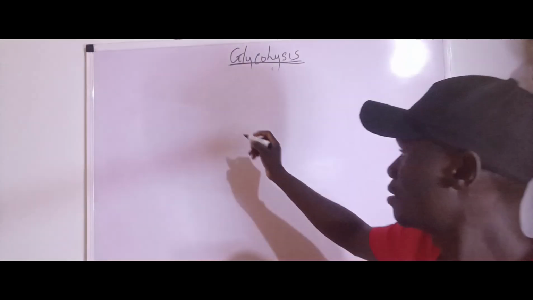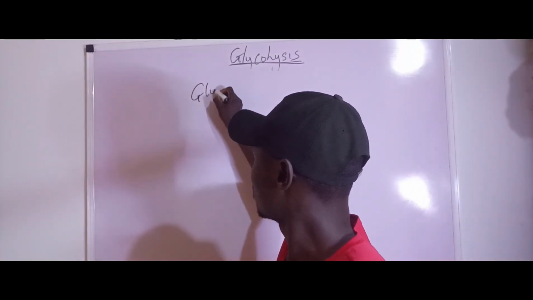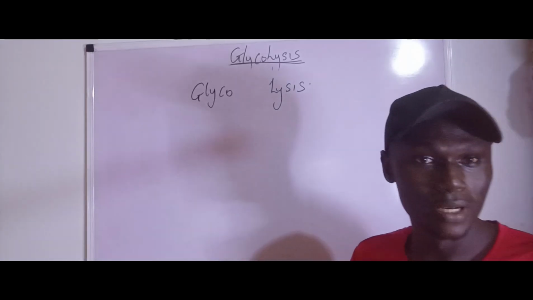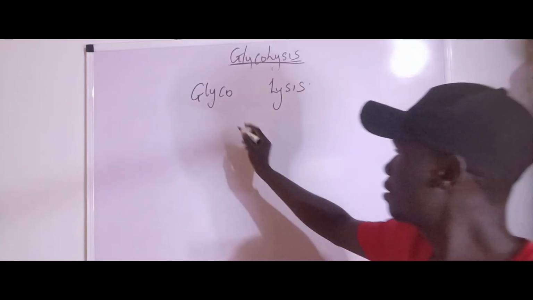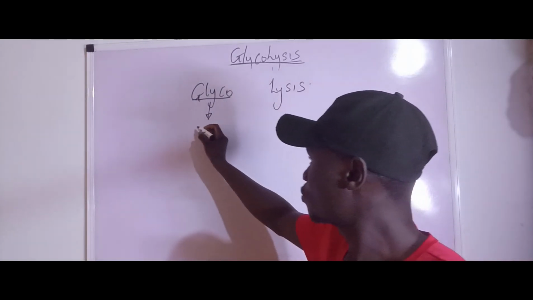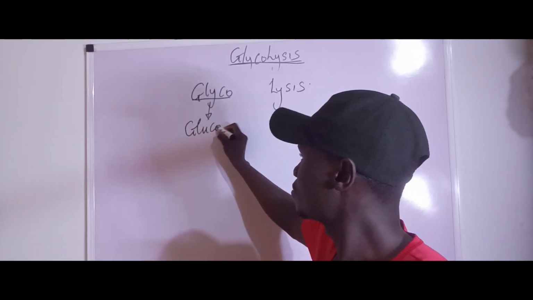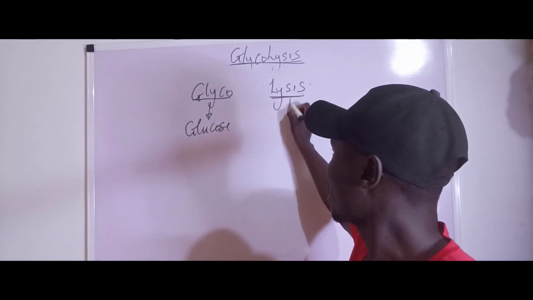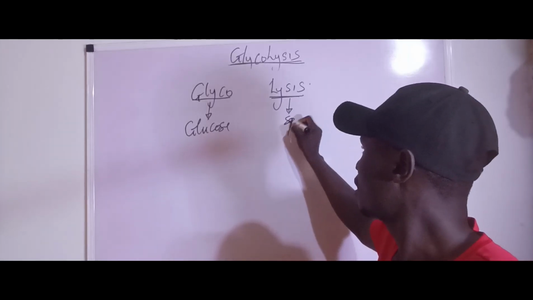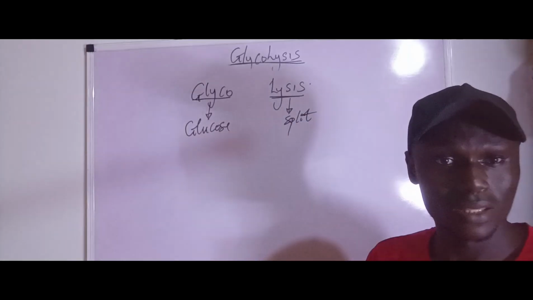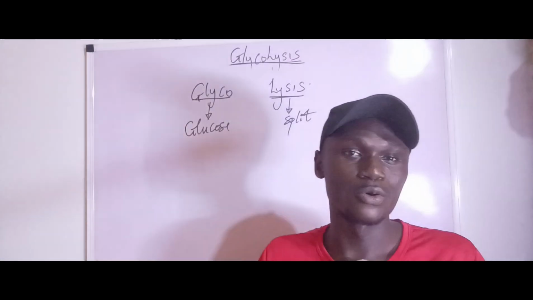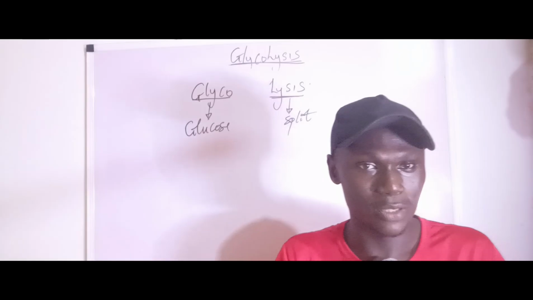Now, let's start. We have glycolysis. There are two words there. We have glyco, and glyco here means sweet. And that thing that is sweet is what? Glucose. And we have lysis. Lysis means to split. So simply put, glycolysis means the splitting of glucose.